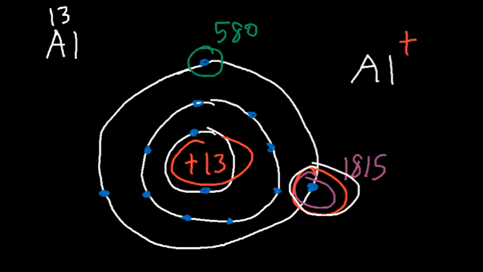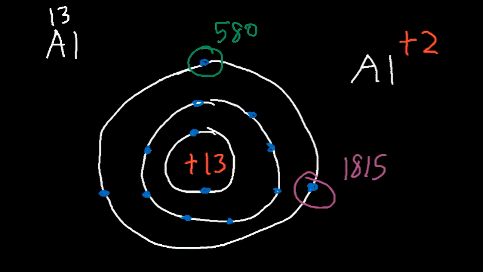So the second ionization energy is always higher than the first one. And the third ionization energy will be higher than the second. Once you remove the first two electrons, the aluminum ion now has a charge of +2. The energy required to remove the third electron is 2,740, significantly higher than the last one.